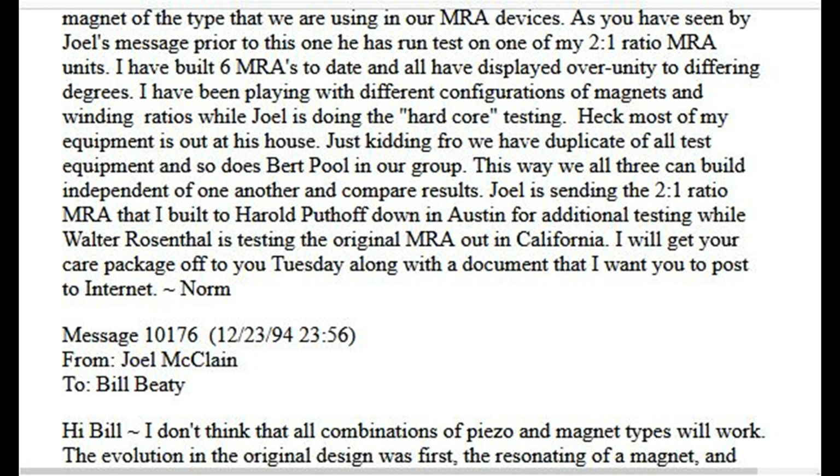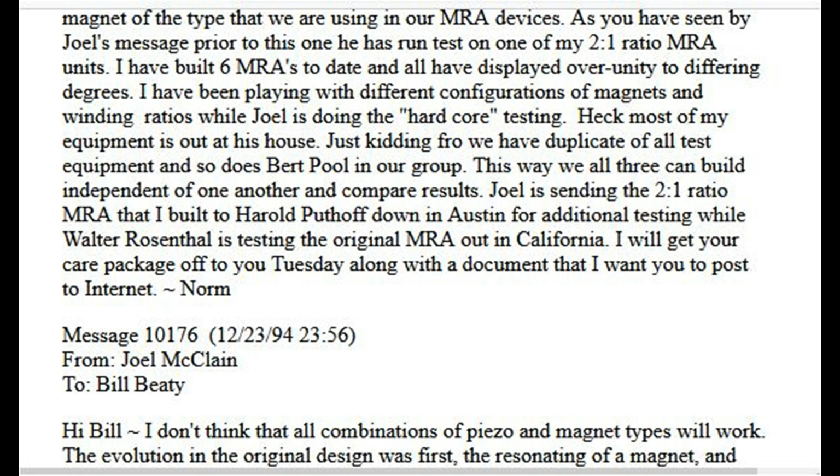Joel is sending the 2:1 ratio MRA that I built to Harold Puthoff down in Austin for additional testing, while Walter Rosenthal is testing the original MRA out in California. I will get your care package off to you Tuesday along with a document that I want you to post to the internet. Norm.